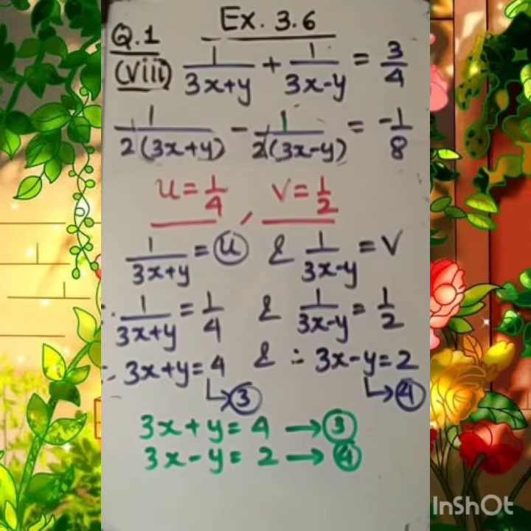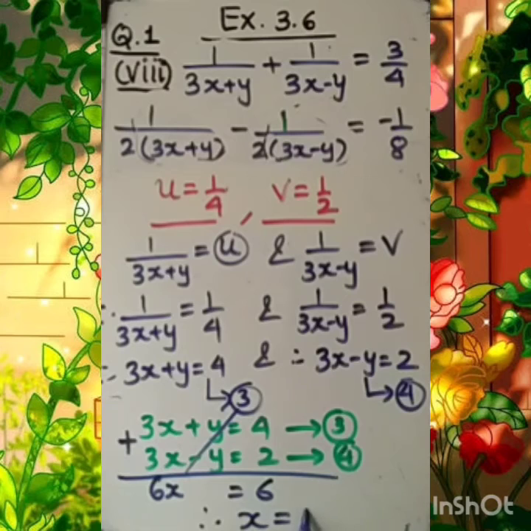Now you can see here plus y and minus y. We can eliminate them directly. If we add them, they will be cancelled directly. No need to multiply with any number. Already they are in opposite sign. 3x plus 3x gives the result 6x. 4 plus 2 is 6. Therefore, 6x equal to 6. Therefore, I should say x equal to 1, because x equals 6 by 6. So the value of x equal to 1 is with us.